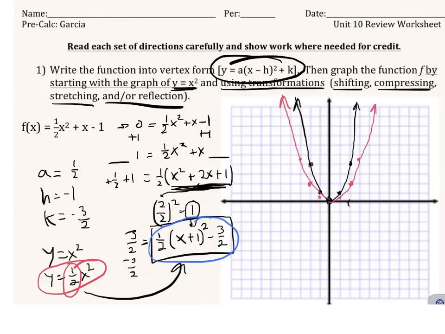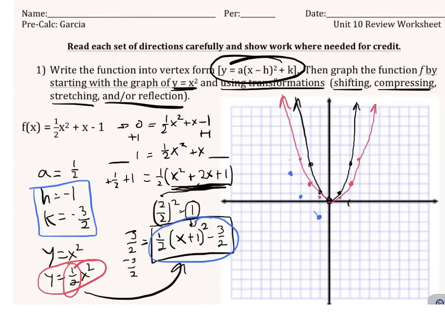So now we're going to take a look at this guy. H was -1, which means we're going to shift to the left 1. So 1 unit left. And then it says down 1.5. So our vertex is going to be right around there. Then we want to shift all of our points the same. So we're going to take this point here, we're going to go left 1, down 1.5. We're going to take this guy and we're going to go left 1, down 1.5.